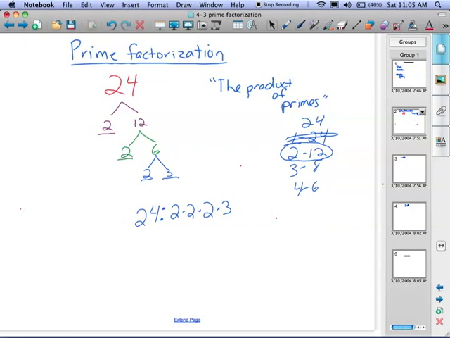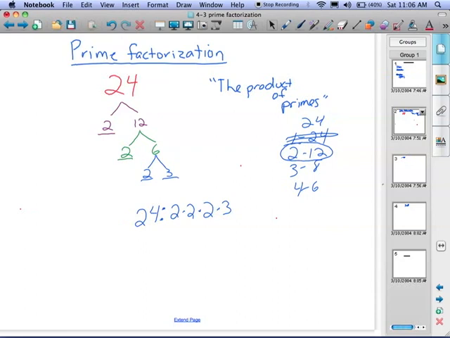You should look at the tree for 24 and notice that the left-hand branches of the tree are all prime numbers, and the right-hand branches, until the very end, are composite numbers.